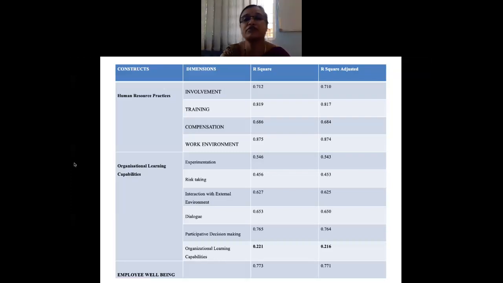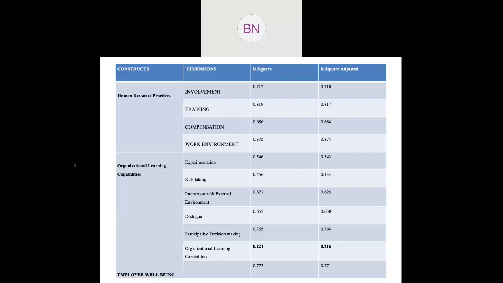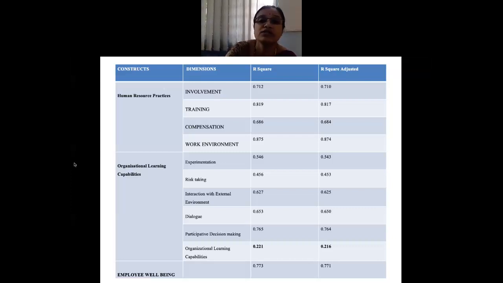Now, say for example, if you're getting an R square of 0.712 when it comes to involvement, so you will be saying that, okay, 0.7 is the correlation. That means to say, the involvement is very high. Now, let us say, for example, under human resource practices, involvement gives 0.712, training 0.81, compensation is 0.68, work environment is 0.87. So, what can we conclude? Highest is among work environment. That means to say, work environment as a dimension plays a very important role when it comes to employee well-being. We can draw inferences like this.